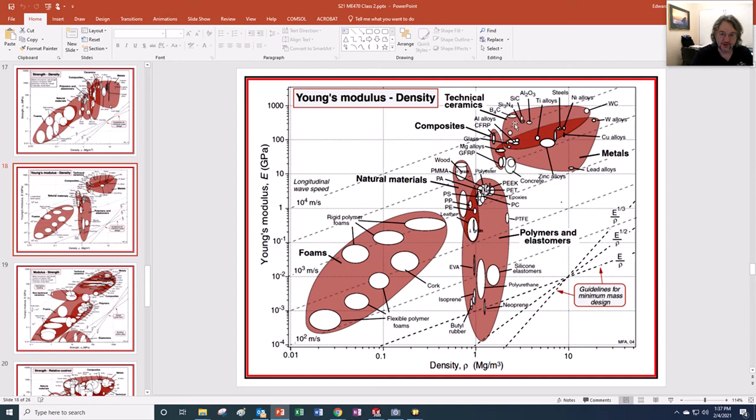Sometimes when we're trying to minimize something it might actually be below the line, but because the density is on the bottom here, I think it's above this line that we would say we need to find the material.